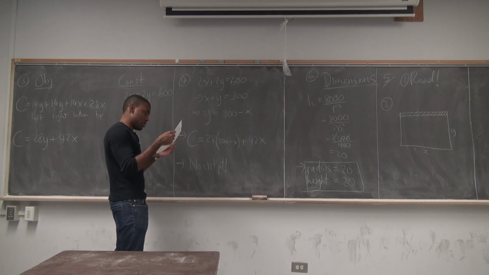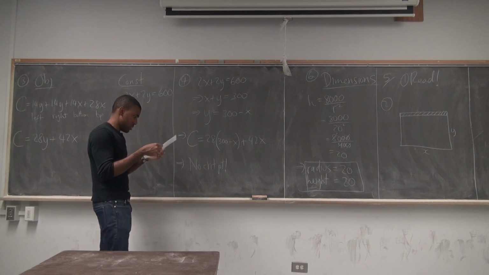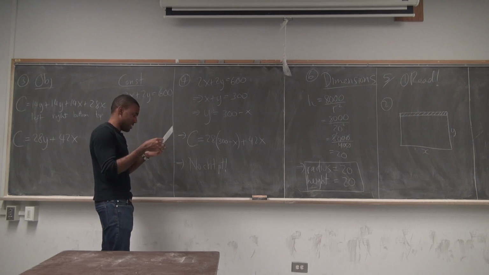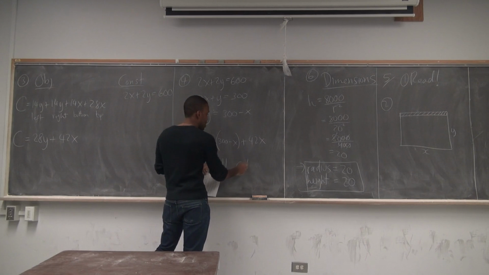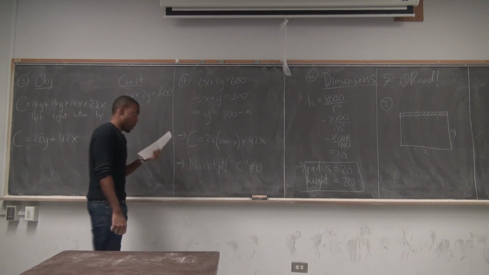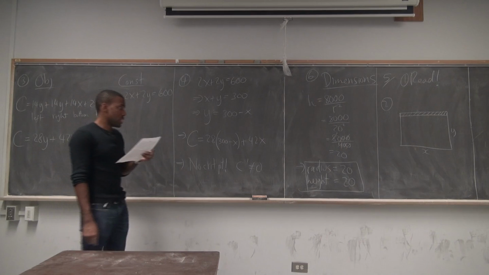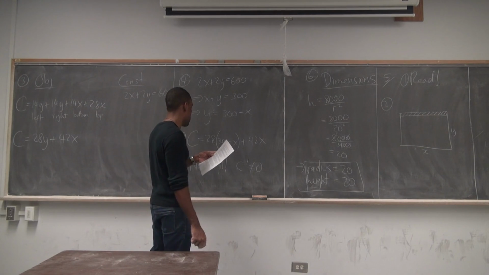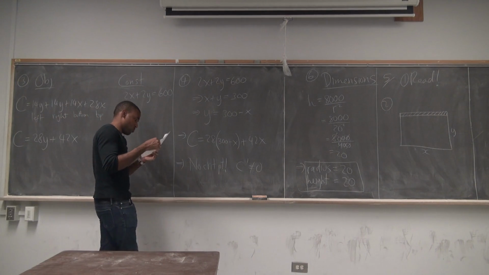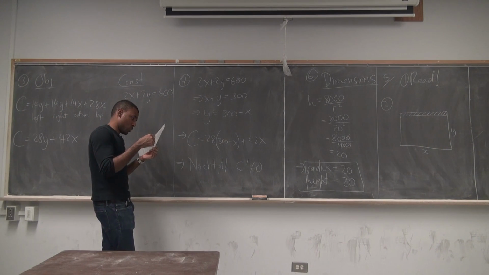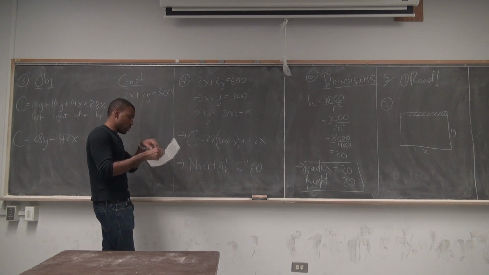There is a mistake in this problem. How do we know? You can find C prime here. C prime would not be 0. C prime would be 42 minus 28, which is never 0. So there was a typo in this final.